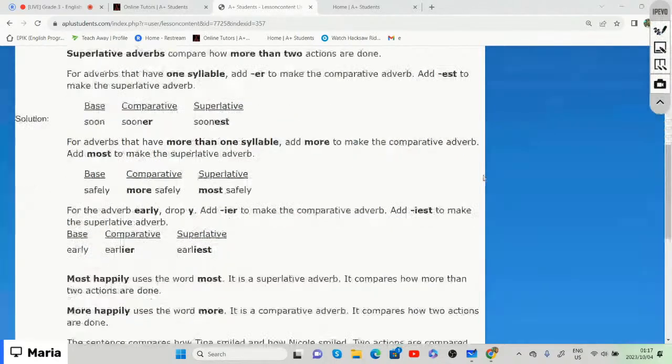And then for the adverb early, we drop the Y and we add IER to make the comparative adverb, where we are comparing two actions. And we add IEST to make the superlative adverb. That is where we are comparing more than two actions that are being done.